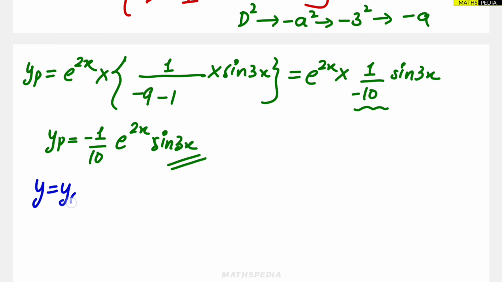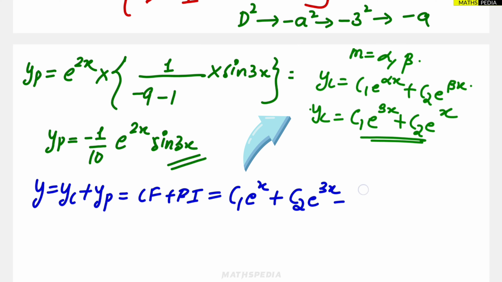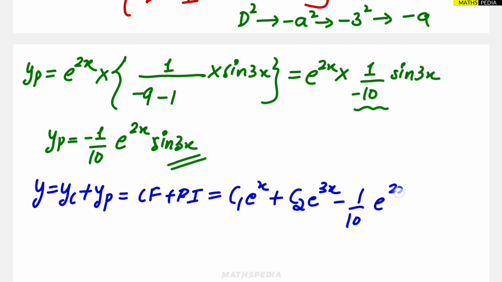Now we have to combine and write the final answer. So y is equal to yc plus yp, or we can say complementary function plus particular integral, which is given as, yc value we already know, e power x, c1 plus c2 e power 3x, minus 1 by 10 e power 2x sine 3x. So this is the complete solution.